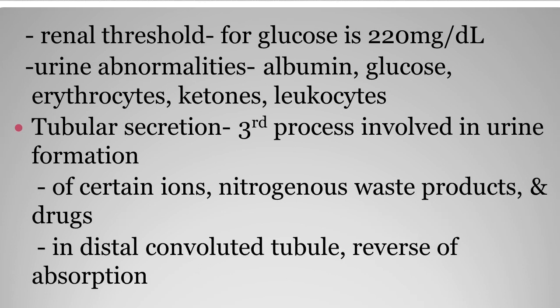Some of the abnormalities that we do not want to see in the urine is albumin, glucose, erythrocytes, ketones, and leukocytes. And we're going to get into that very specifically about what is normal for a routine urinalysis, because all our patients who are admitted in acute care setting are asked to give a urine specimen, so a urinalysis can be done on every patient that's admitted. And we'll talk about what is normal and what is not normal.